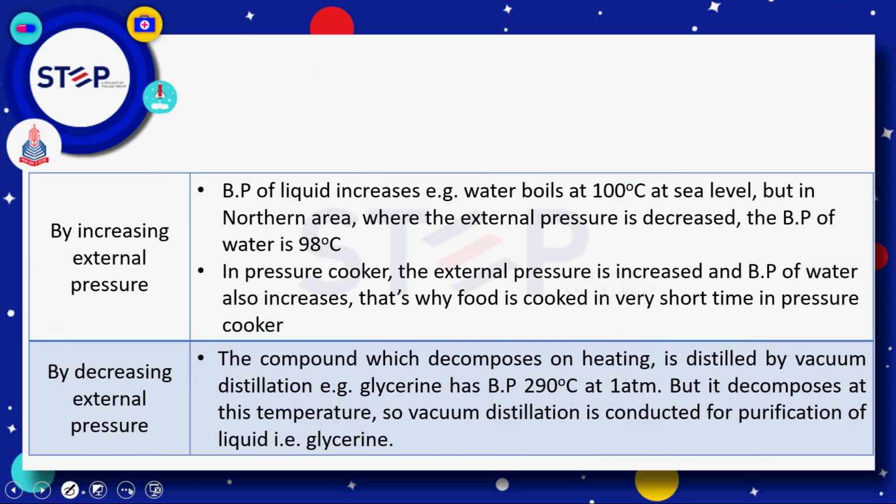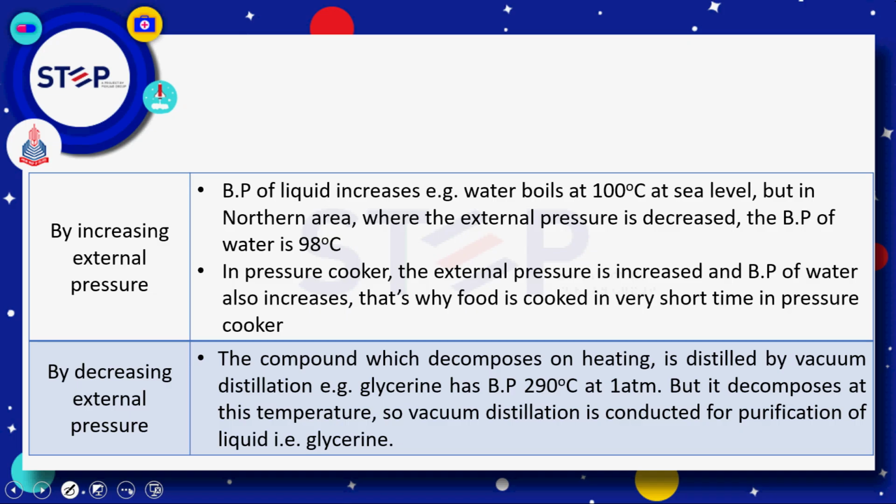Water boils at 100 Celsius at sea level, but in northern areas where the external pressure is decreased, the boiling point is also decreased. For example, the boiling point of water in Murree is 98 degrees Celsius because in Murree the external pressure is 700 torr. While the external pressure goes on decreasing, at Mount Everest the external pressure is 323 torr and the boiling point of water is 69 degrees Celsius.